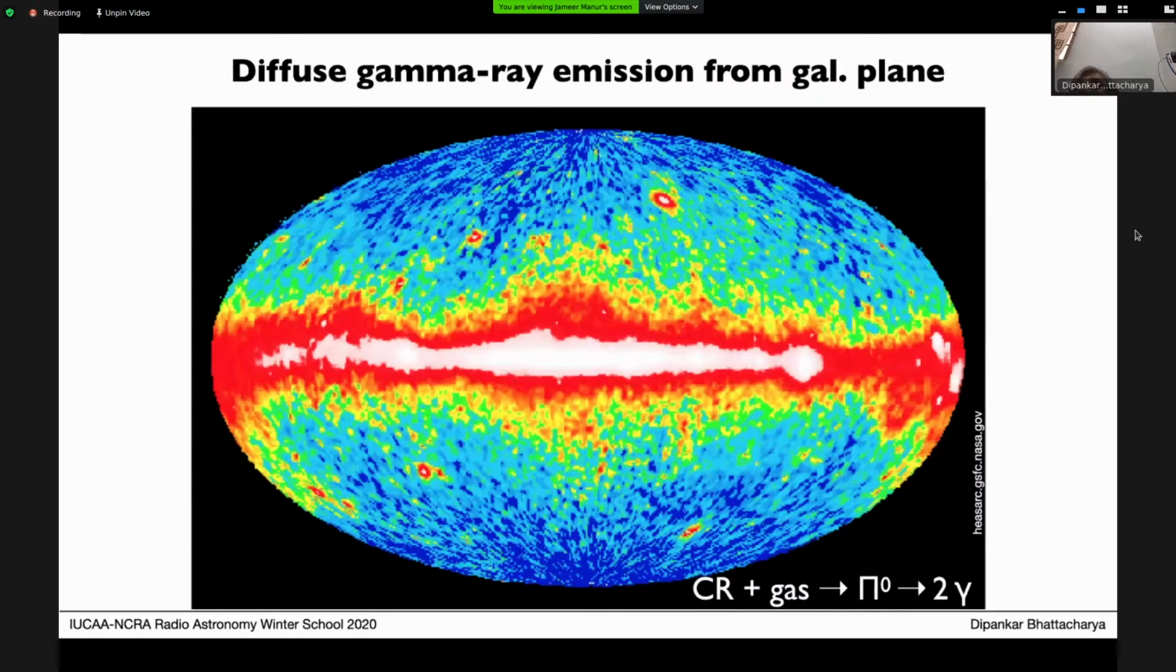And most of that emission is from cosmic rays, which are high energy nuclei interacting with gas and producing pions, which then decay to produce 2 gamma ray photons. And these gamma ray photons are what constitute most of the diffuse emission that we see. Next slide, please.